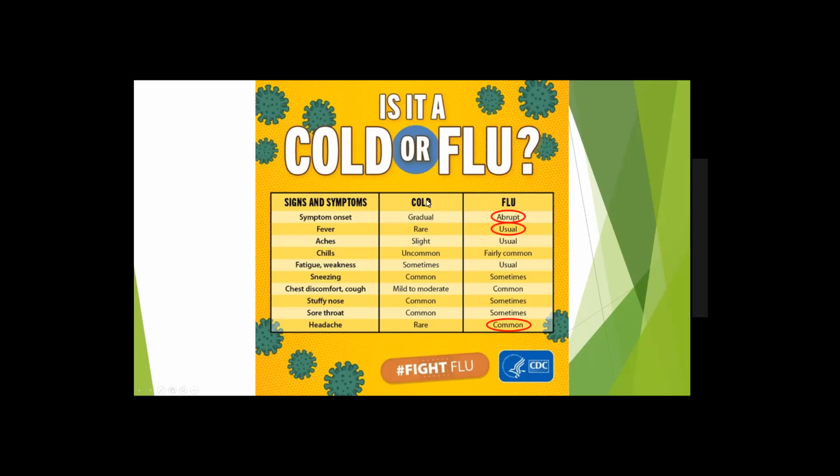So when you have a cold, the onset of your symptoms tends to be more gradual. So they may start more slowly and then get worse gradually and then ease off. Whereas with the flu, these symptoms tend to hit you all at once. Fever is very rare with a cold. Most people don't get feverish with a cold, but it's very common with the flu.